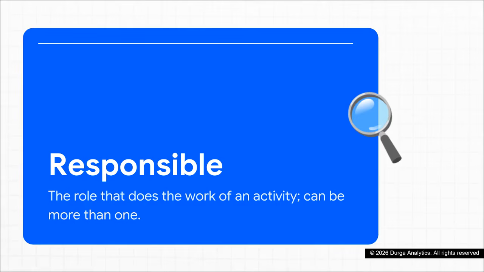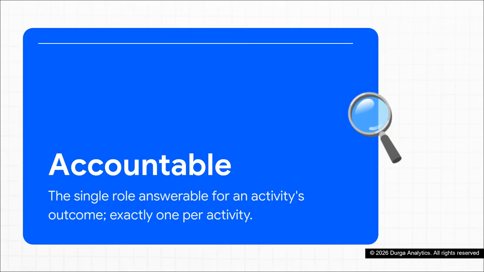Okay, let's lock in these definitions. Responsible. That's the R in RACI. This is the role that's rolling up their sleeves and doing the actual work of an activity. And the really crucial thing to remember here, responsibility can totally be shared. You could have a whole team of engineers who are all responsible for building a data pipeline. They are the doers.